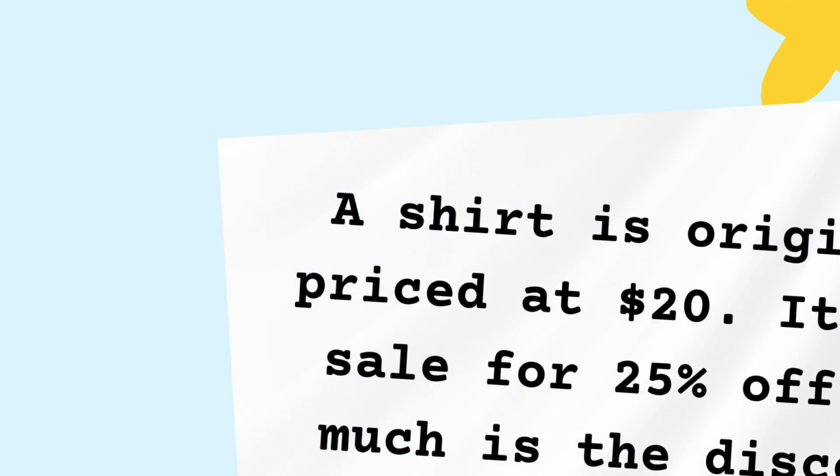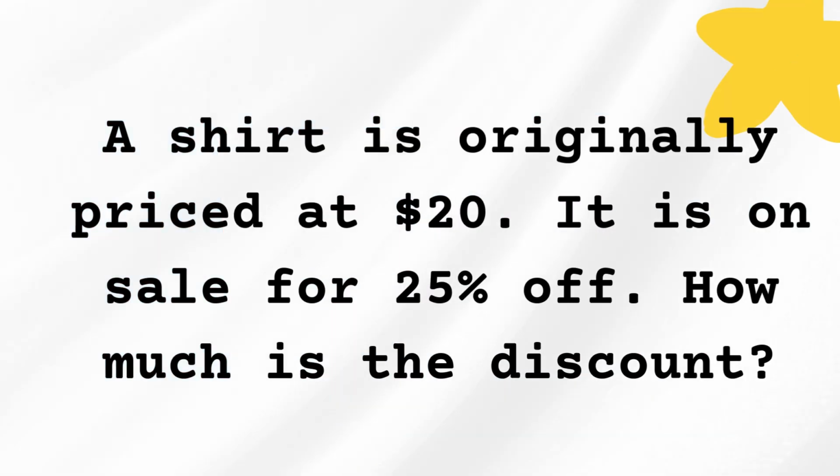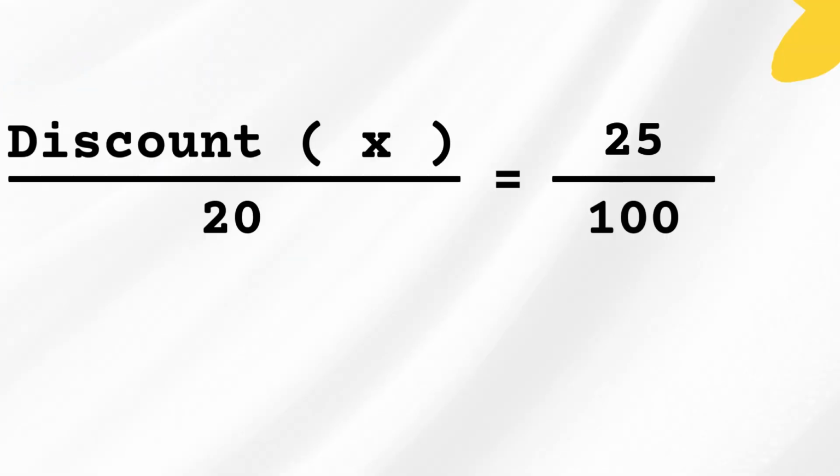Now let's begin to discuss some word problems. Let's start with the first example. A shirt is originally priced at $20. It is now on sale for 25% off. How much is the discount? Now let's figure out how much we'll save on this shirt. It's originally $20, but it's on sale for 25% off. We can use the part over whole method to find the discount. Remember, in this method, part is the amount we want to find, the discount, whole is the original price of the shirt, $20, and percent is the discount percentage, 25%.